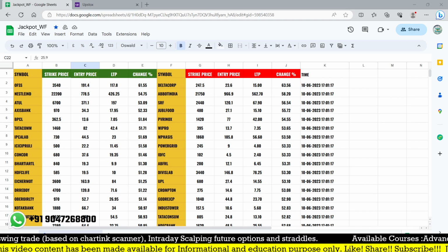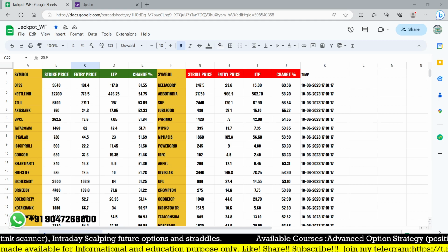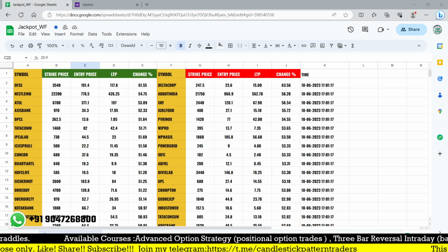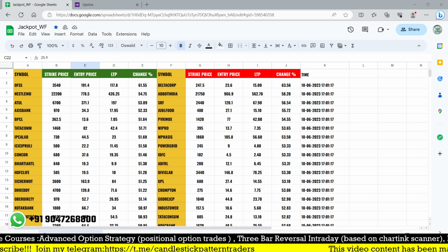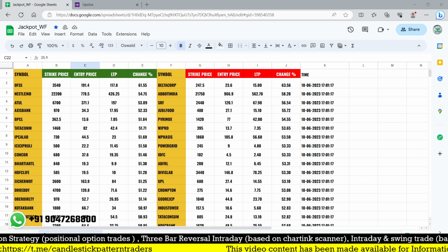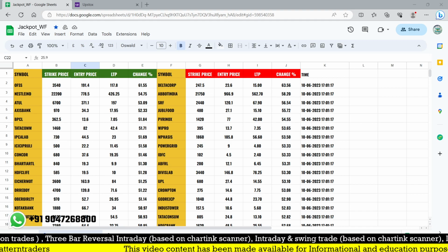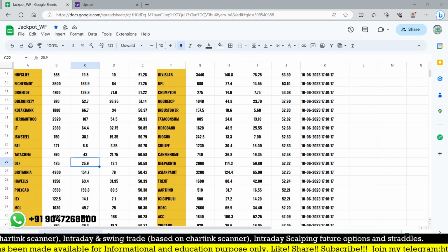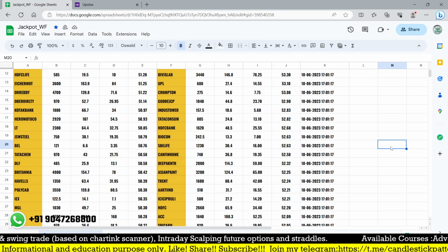For example, Axis Bank, which we saw last week, was around the 930 call option, but this week it is 970. So every strike price will change and the entry price will change, and from Monday onwards we are going to focus on entry opportunities from this sheet. The put side has also changed, and we don't get any opportunity here. It's a fresh sheet for next week.